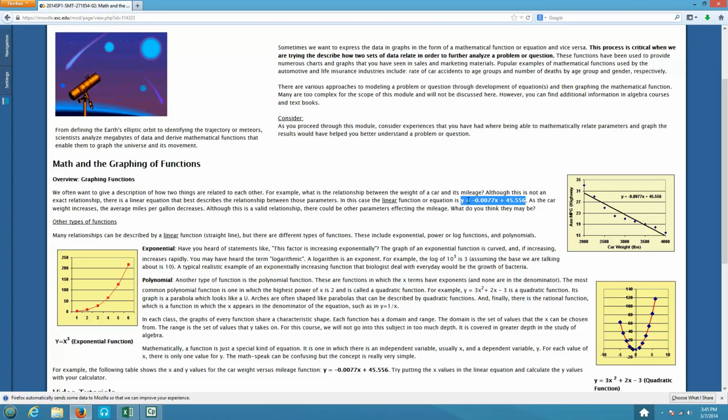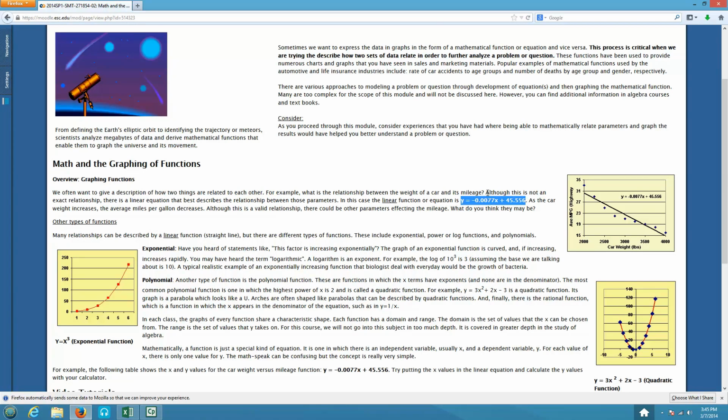Okay, let's see. We need an explanation. This says y equals negative 0.0077. That's a really small number, right? That's less than 1%. Negative 0.0077 x plus 45.556. So y equals some little tiny number subtracted from 45.556. I know that it says plus, but it's a negative number we're adding to 45.556. So what's going on here? This function tells a story, but I don't know what the story is until I read more.